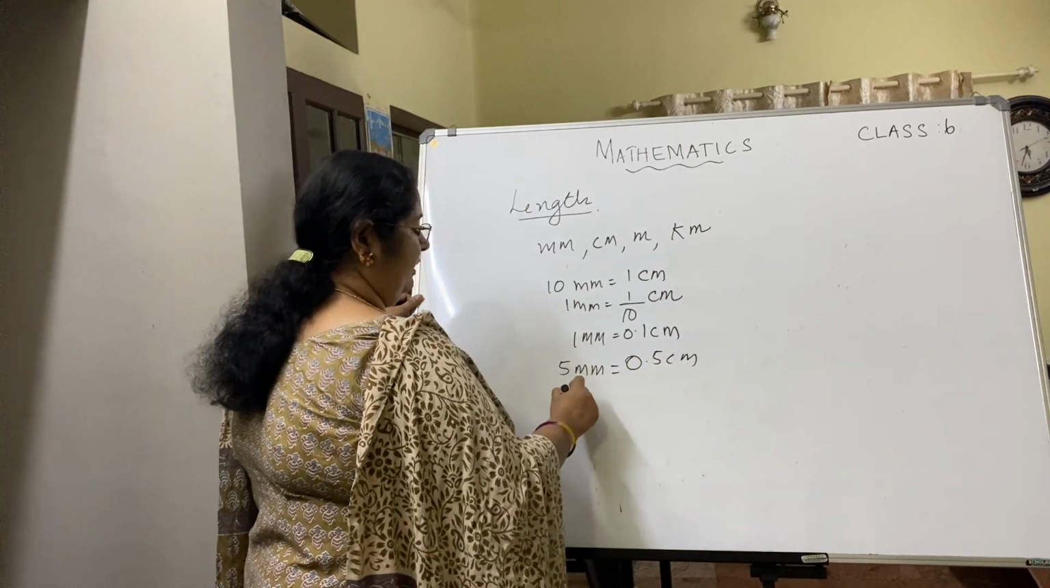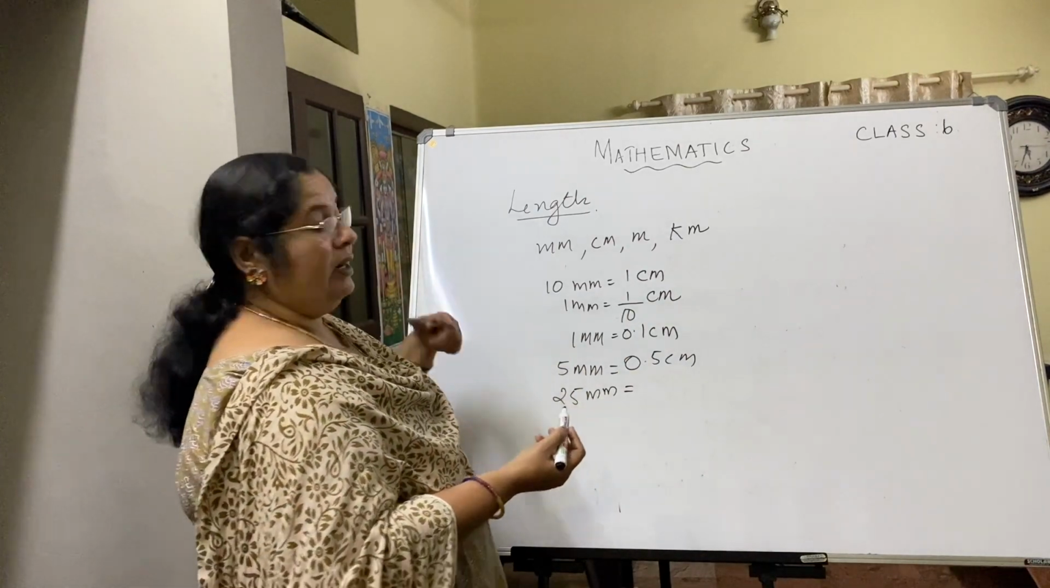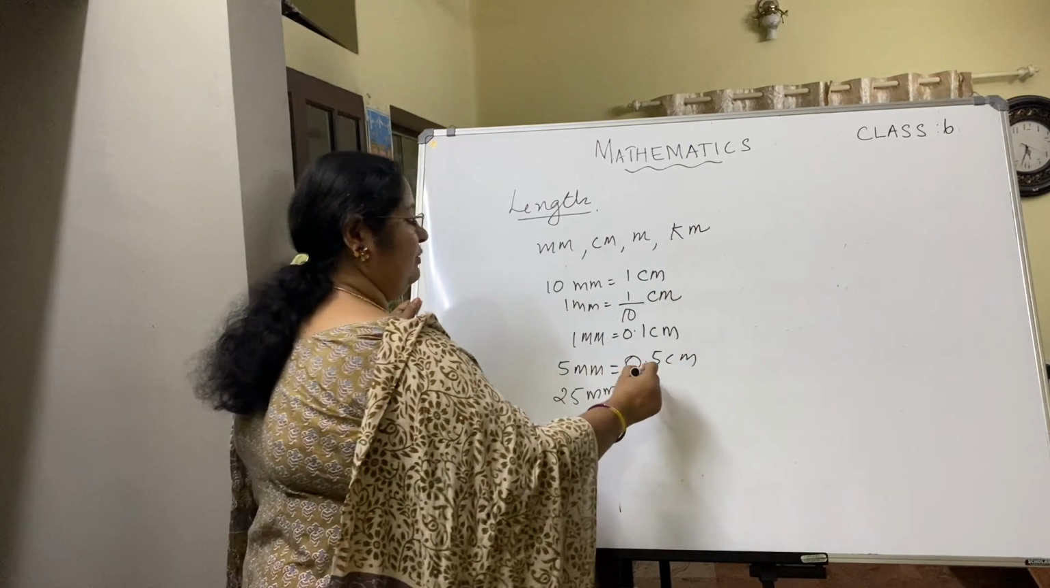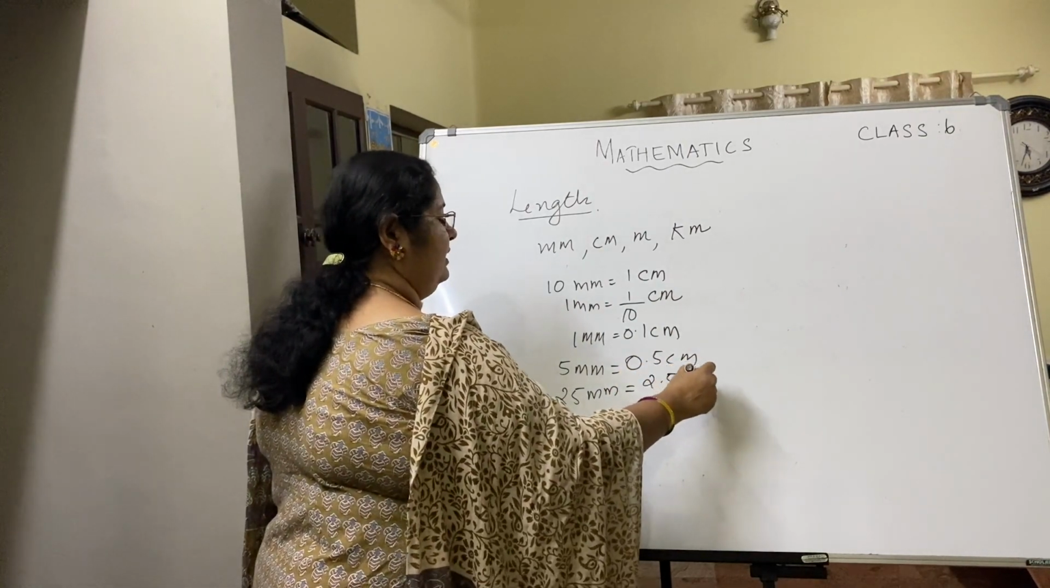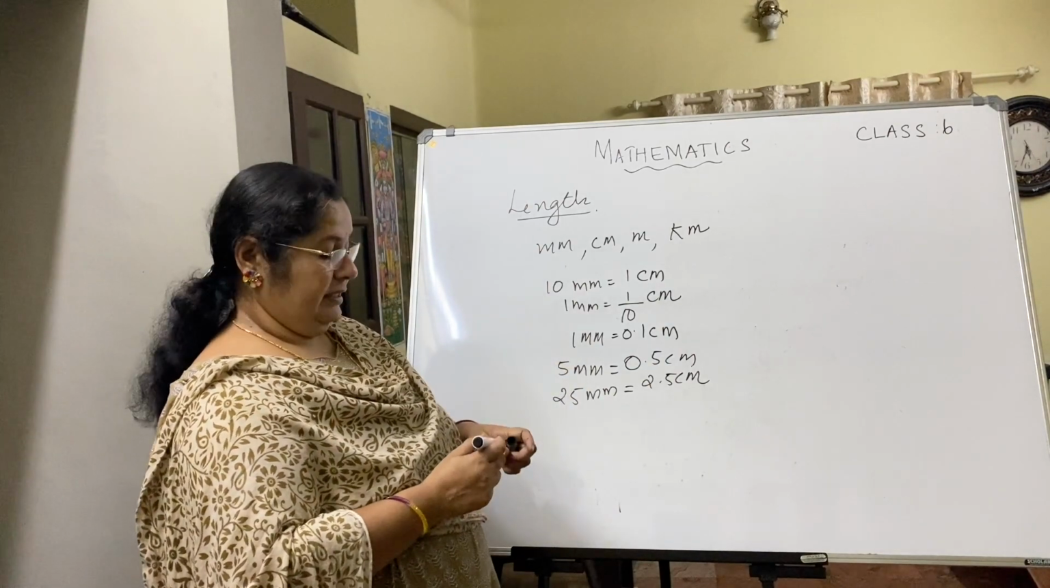What is 25 millimeter? 25 millimeter will be shift only 1 place towards the left. The decimal point 1 place towards the left. So this will be 2.5 centimeter. So is it clear how to convert millimeters to centimeter?